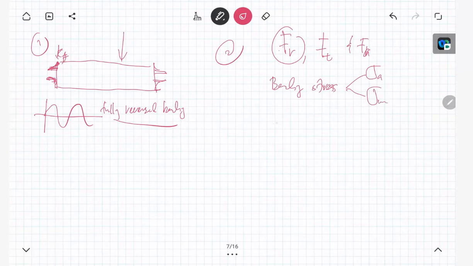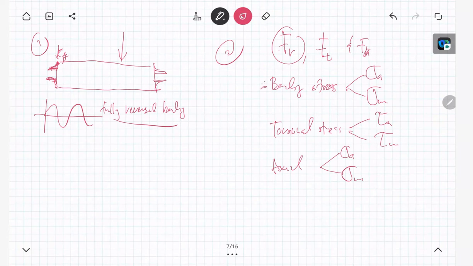Then we have torsional stress. So we have alternating and mean. Then we have axial load. Ni pun kita ada sigma alternating caused by axial loads. Sigma mean. Okay. This bending, this is a bending.